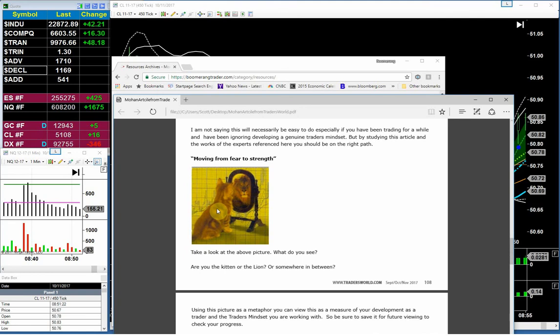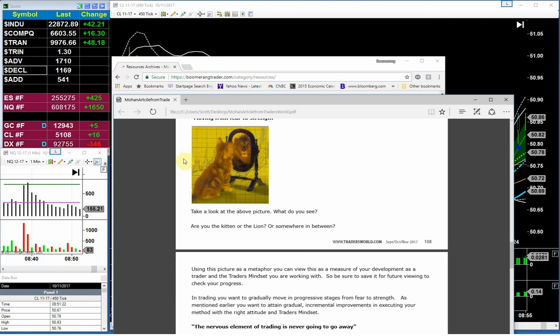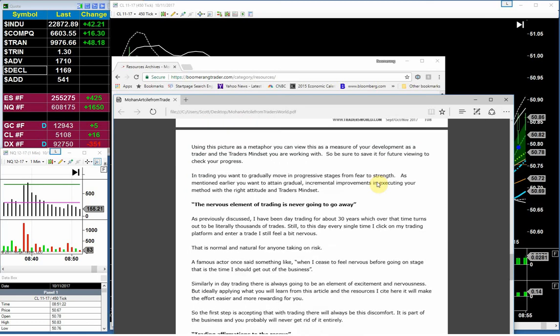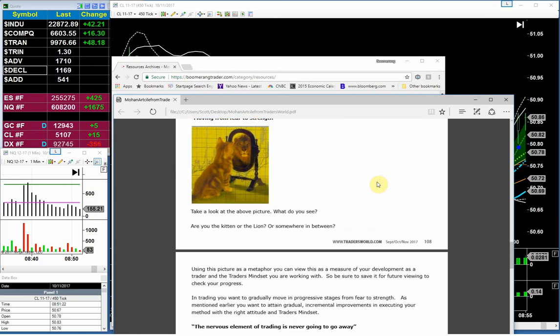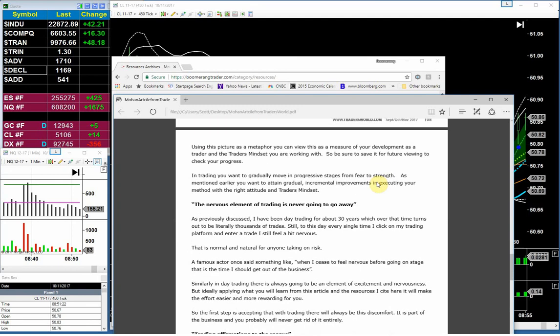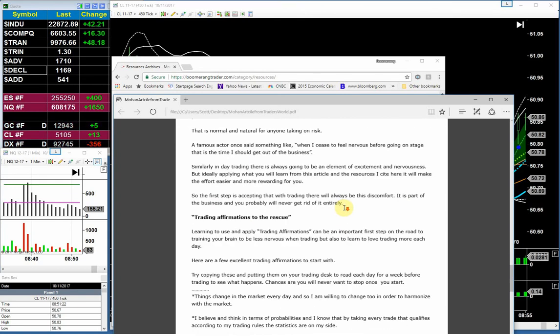So you want to move from fear to strength, from a kitten to a lion. And by just clipping this photo out and pasting it on your desk, gradually your mind will look at it and you'll start morphing into the one you see in the mirror. It's not going to be overnight. It's not going to be in a year. It's going to take time. But with skill and practice, taking a look at this picture, you can copy paste it right off the article, put it on your trading desk, watch the results. You'll be amazed. You'll look back at it one day and go, oh yeah, wow, I'm really getting this stuff down. I'm making a steady living, like our friend Mr. JM, whose endorsement I just showed you today. The nervous element of trading is never going to go away.